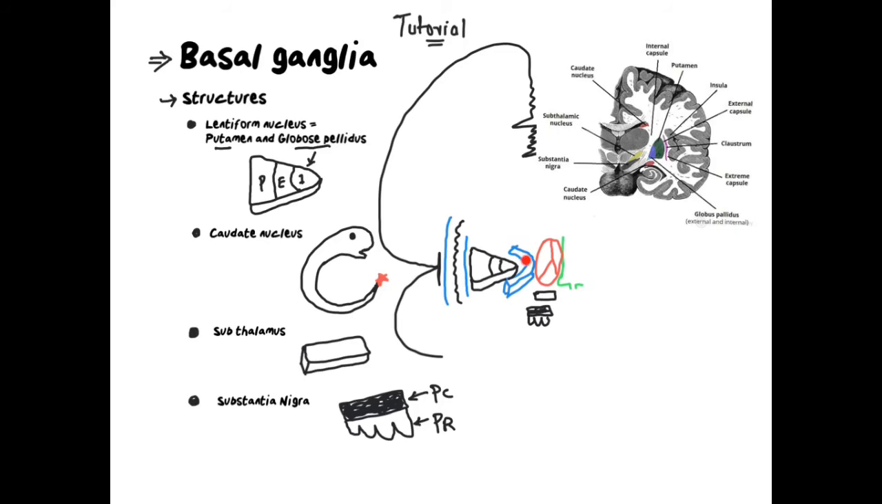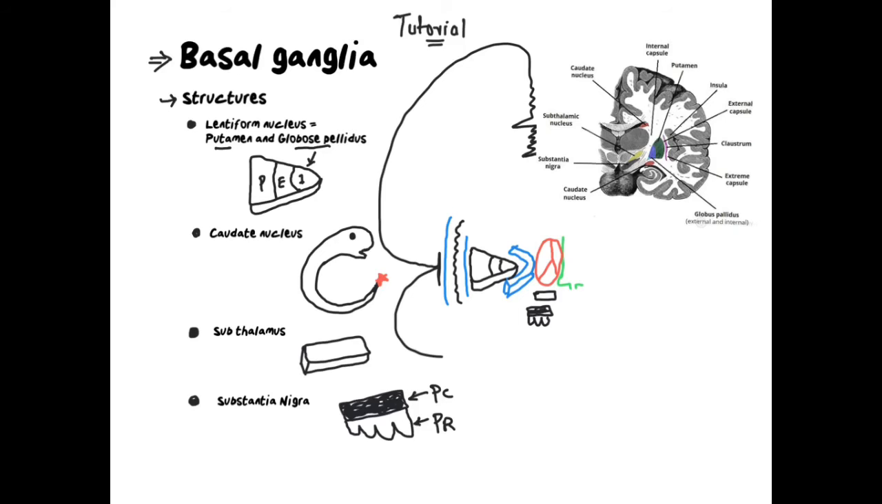Now, this structure that's covering your lentiform nucleus is the internal capsule. These are the white matter fibers that are going up to the cortex or coming down. And this is the external capsule. This is the internal capsule, the claustrum, and the extreme capsule. So these are pretty much the structures that we have in the basal ganglia.